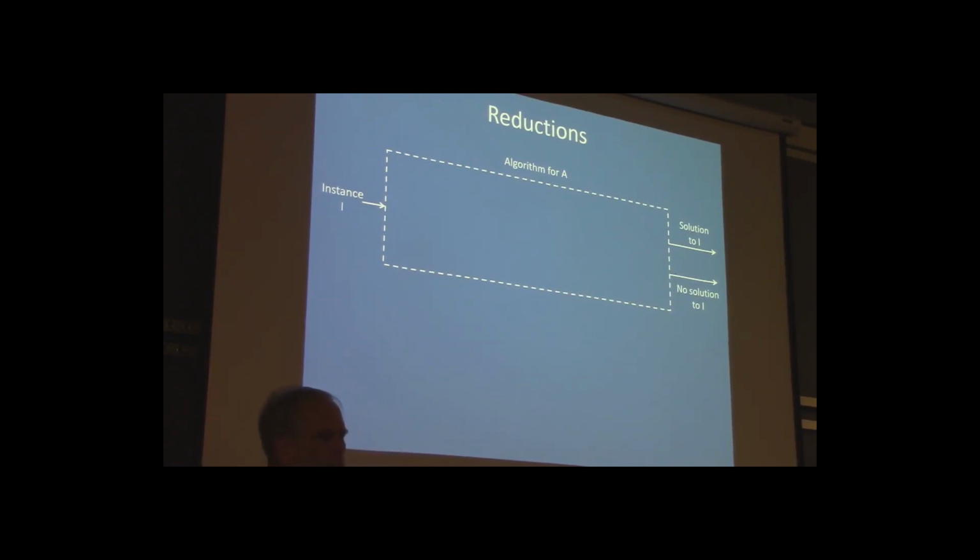But here's the thing. Suppose we have some problem we want to solve, problem A. That dotted line is supposed to represent where we want to put an algorithm that can solve problem A. It will take some input, and the output will either be a solution or the report that there is no solution. So maybe we're trying to find an algorithm for A where A is the Hamiltonian path problem. So we input a graph, and out comes either a path or you're told there is no Hamiltonian path.